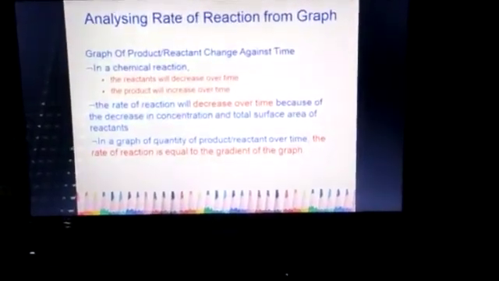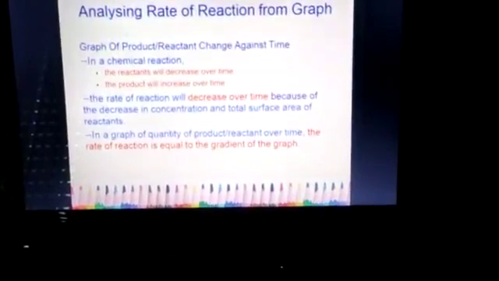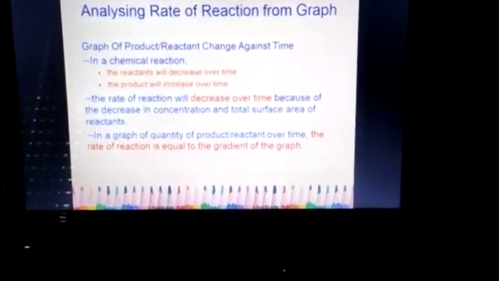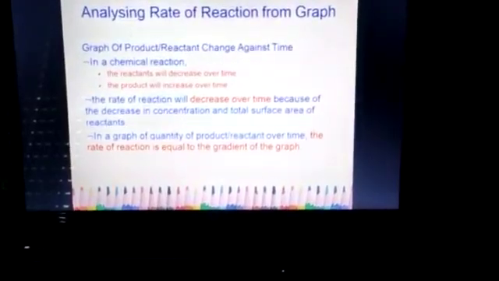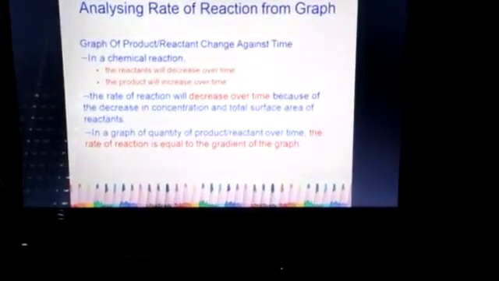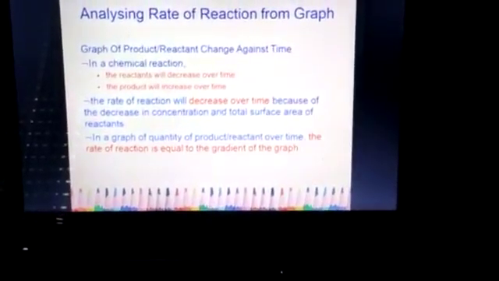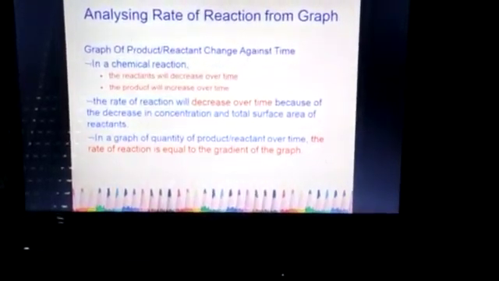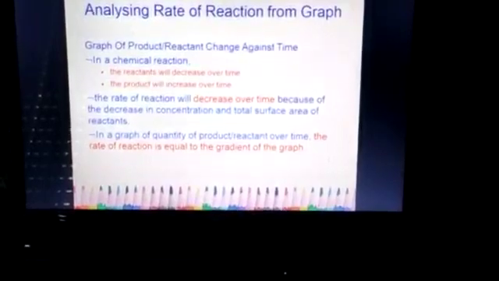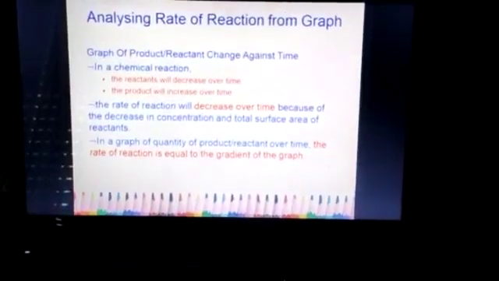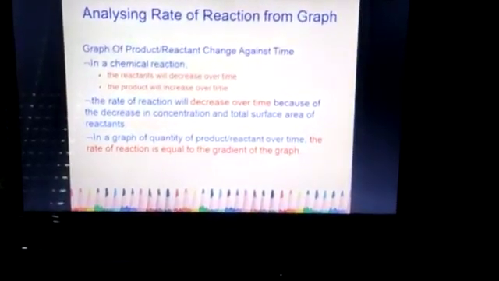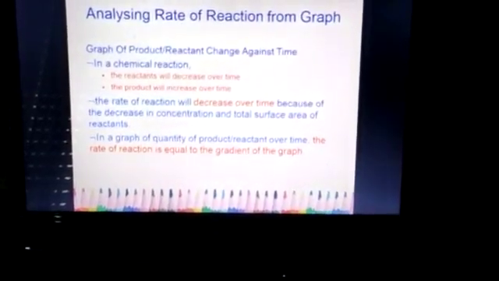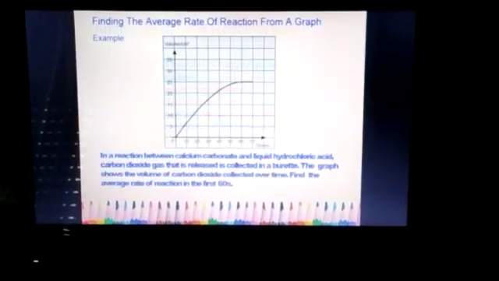Analyzing the reaction from the graph. Graph of product or reactant change against time. In a chemical reaction, the reactants will decrease over time and the product will increase over time. The rate of the reaction will decrease over time because of the decrease in the concentration and total surface area of the reactants. In a graph of quantity of product or reactant over time, the rate of reaction is equal to the gradient of the graph.